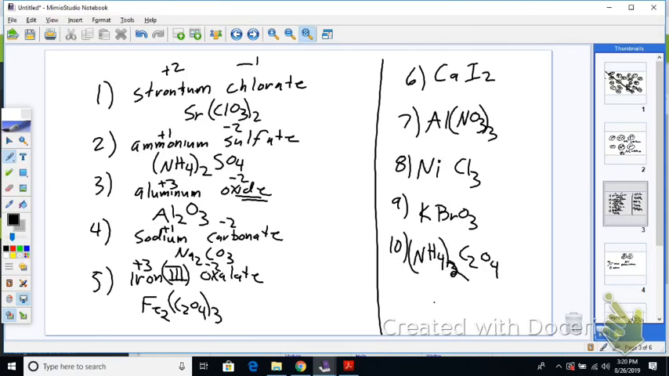So these get very repetitive. The 2 and the 3, what do you do? Well, you've got to get 3 of the 2 and 2 of the 3 to get them to balance out. So I'll let you work on those last ones, 6 through 10, and see what you come up with for names.